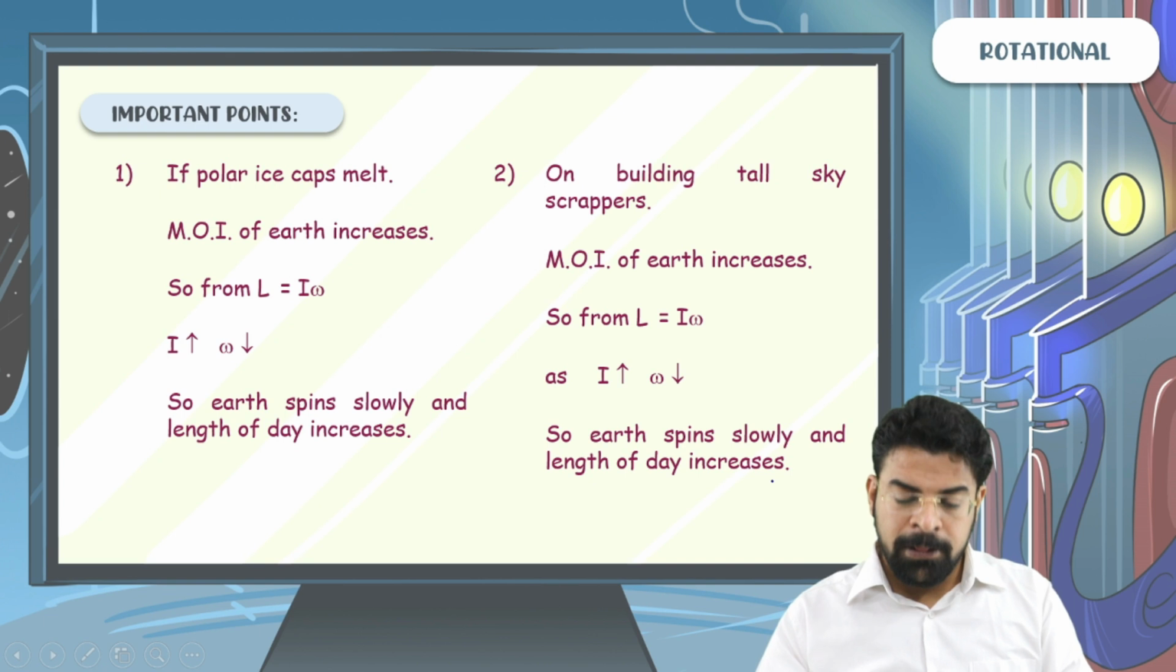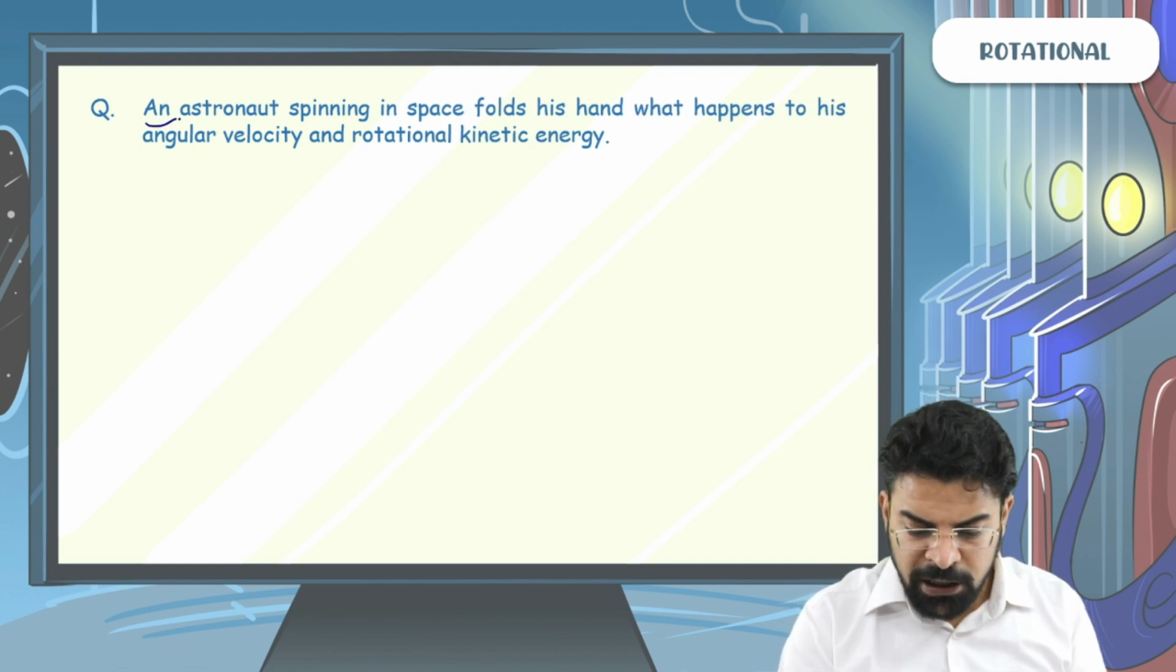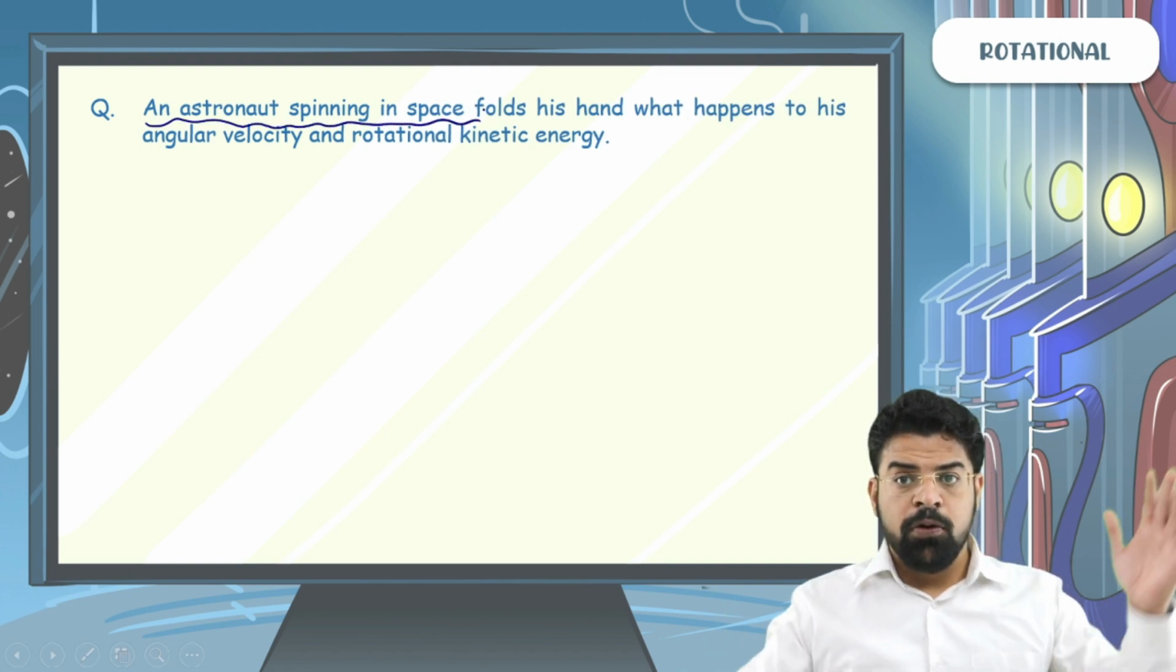Now let's see more examples on angular momentum conservation. The next example: an astronaut spinning in space folds his hands.